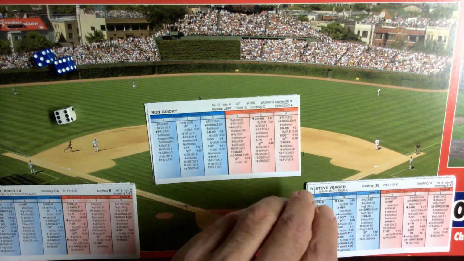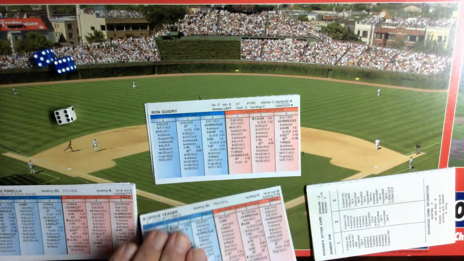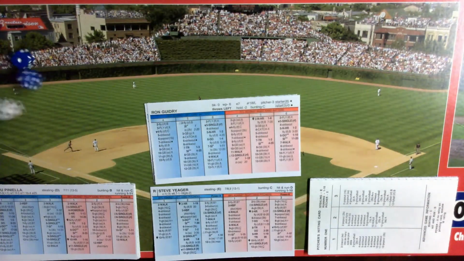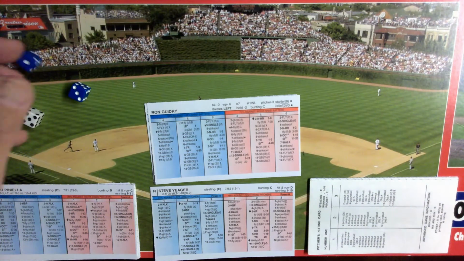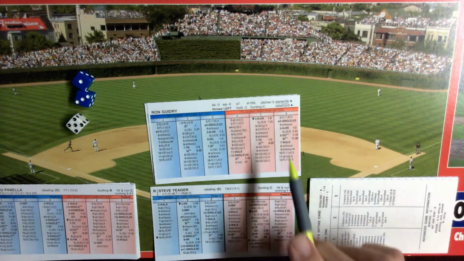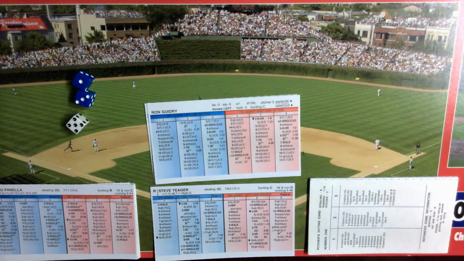Catcher Steve Yeager is up next. Yeager struck out in the 2nd. Looking to get on base here. That's a 5 and a 4 against a right-handed batter. 5 and a 4 is a catcher X. So a play on the Yankees catcher Thurman Munson. He is a 2-4.